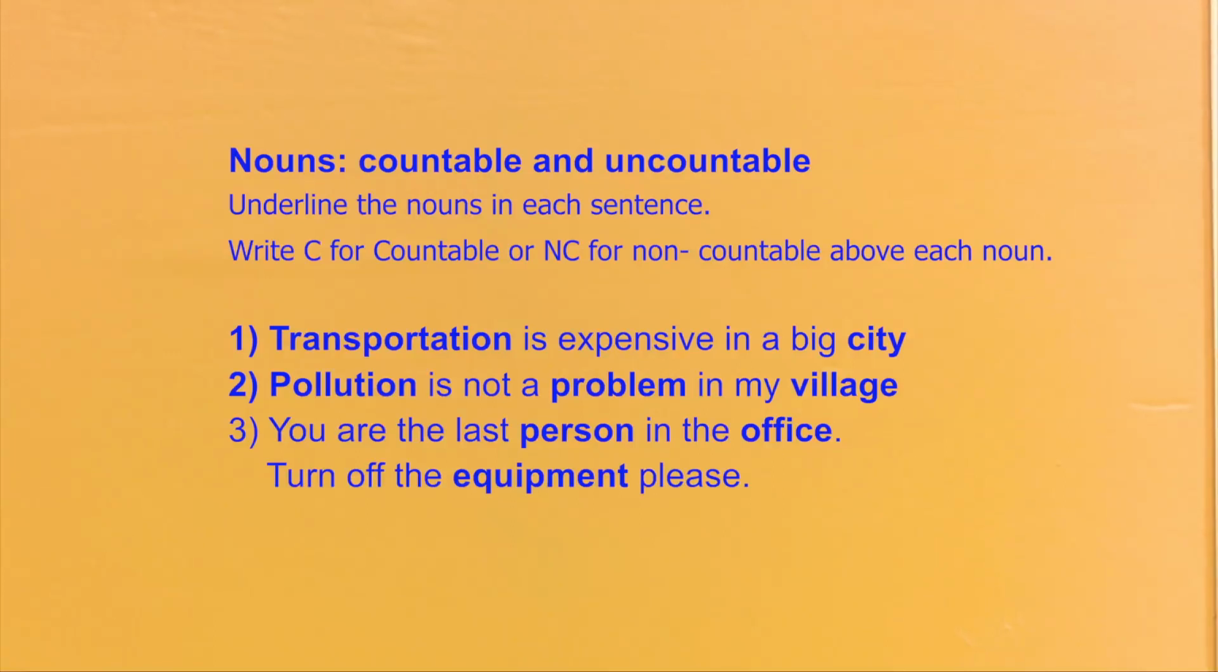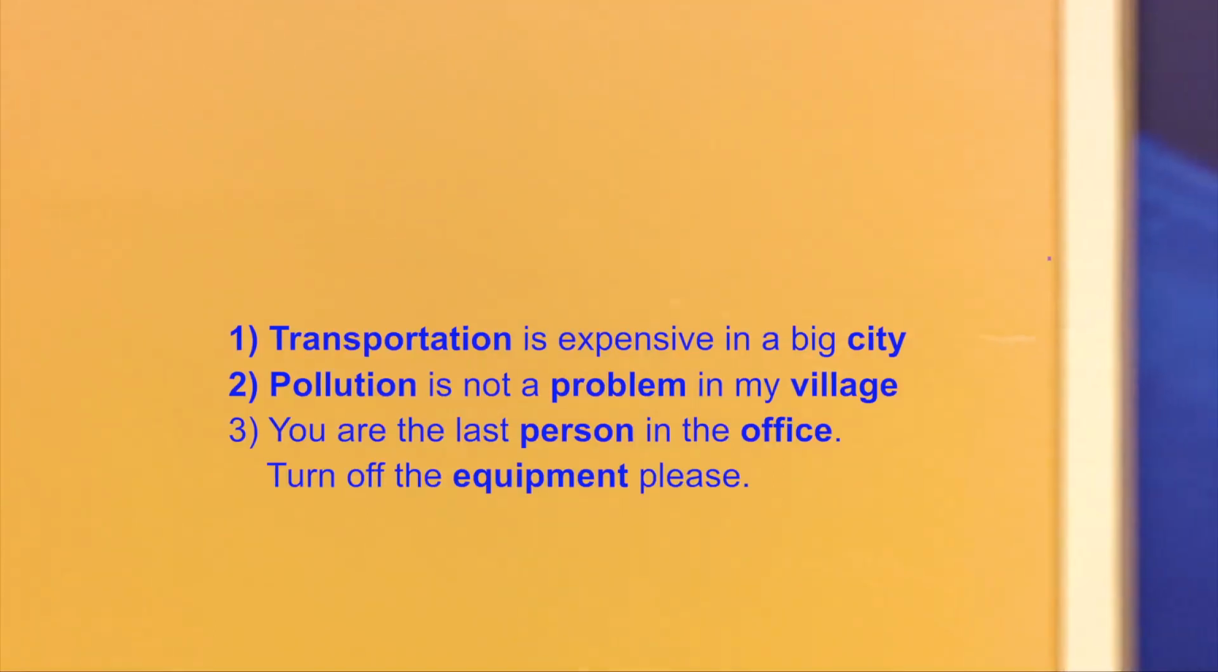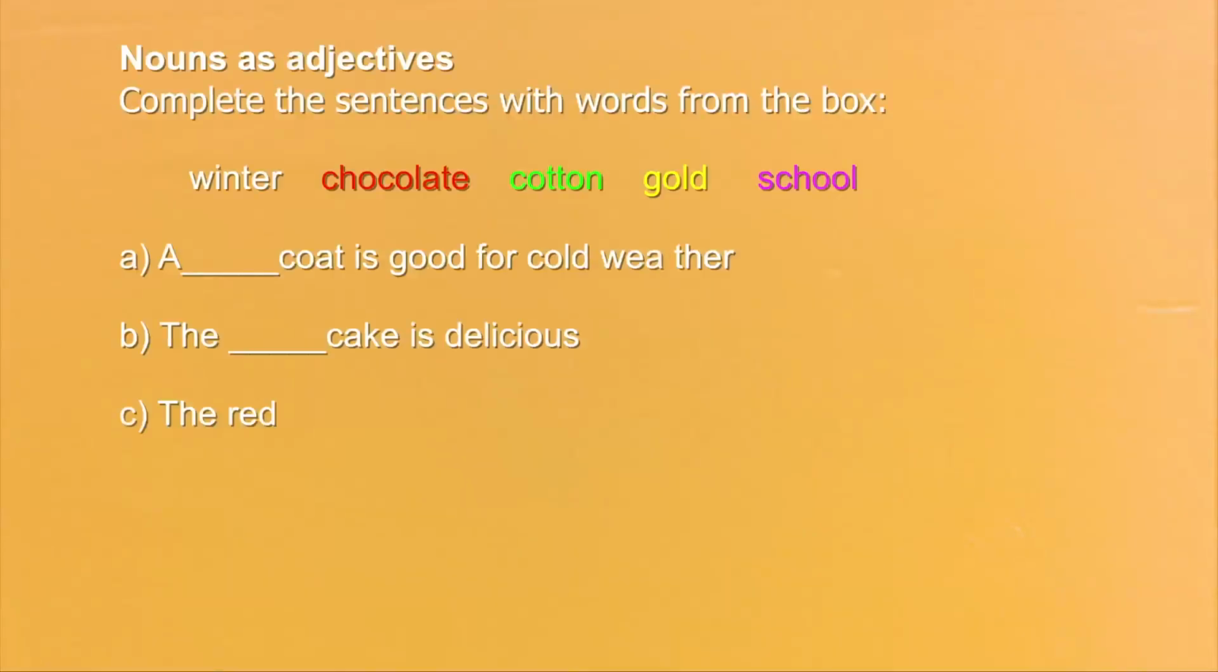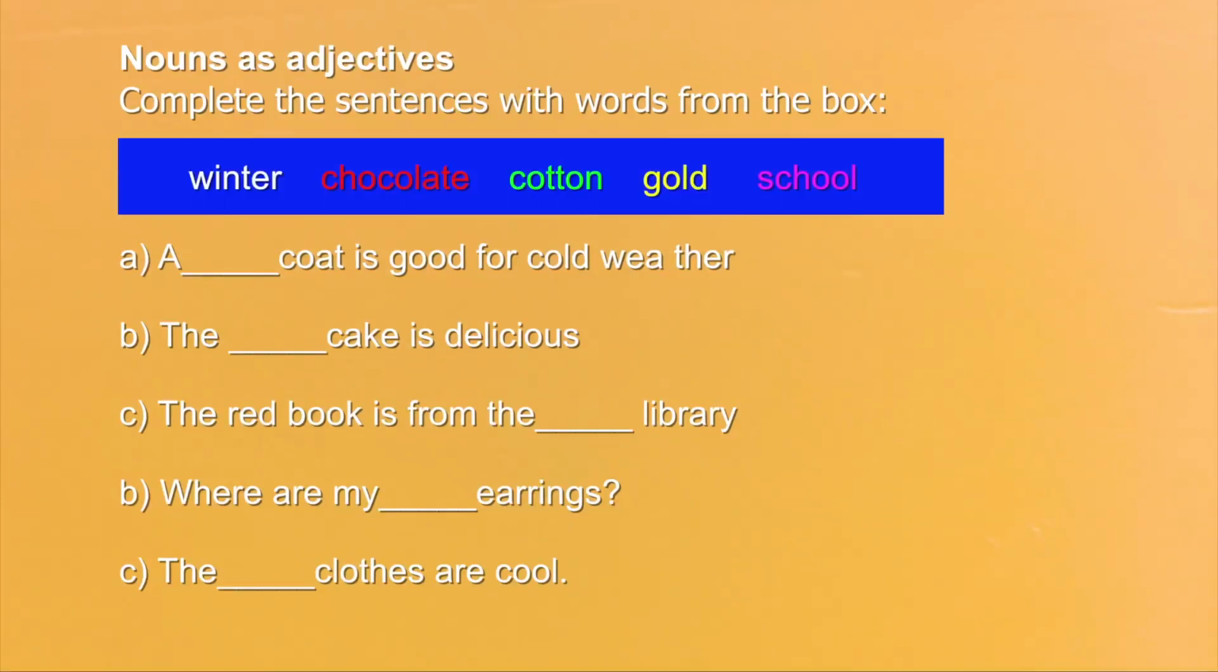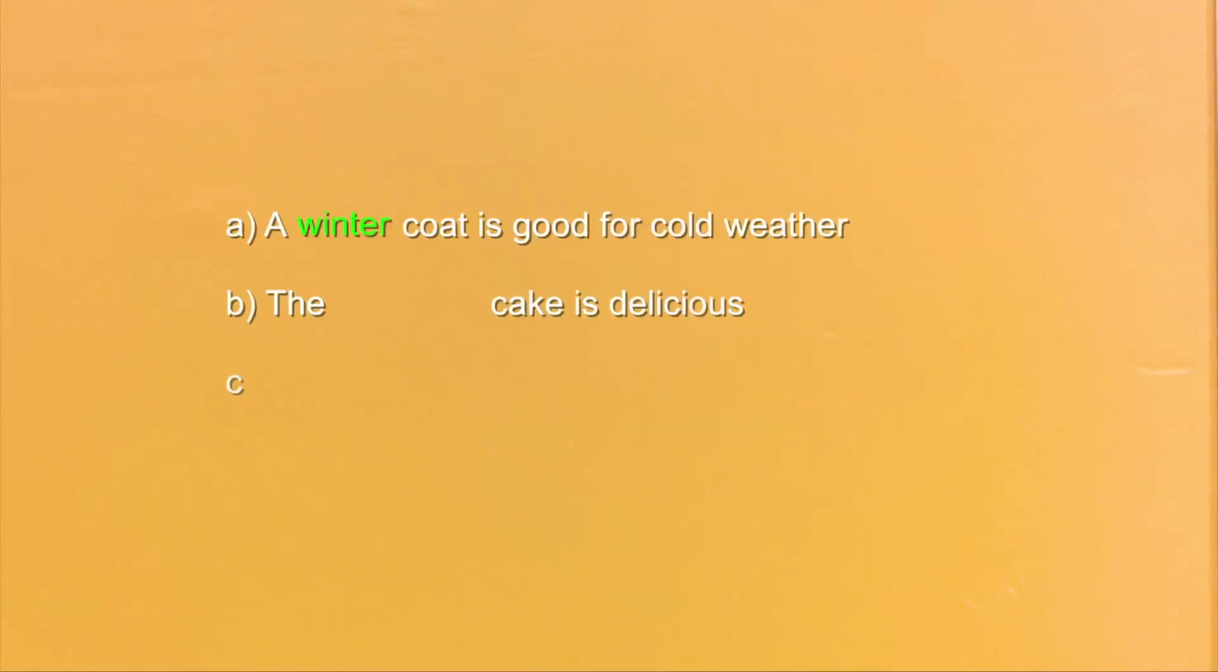The second linguistic item is nouns as adjectives. I mean here a noun will be used as an adjective. So complete the sentences with words from the box. Here will be a box, and within this box there will be 5 words, and following this box there will be 5 sentences. So your students will pick the words from the box to fill in the blanks of the sentences. So the first sentence, a winter coat is good for cold weather.